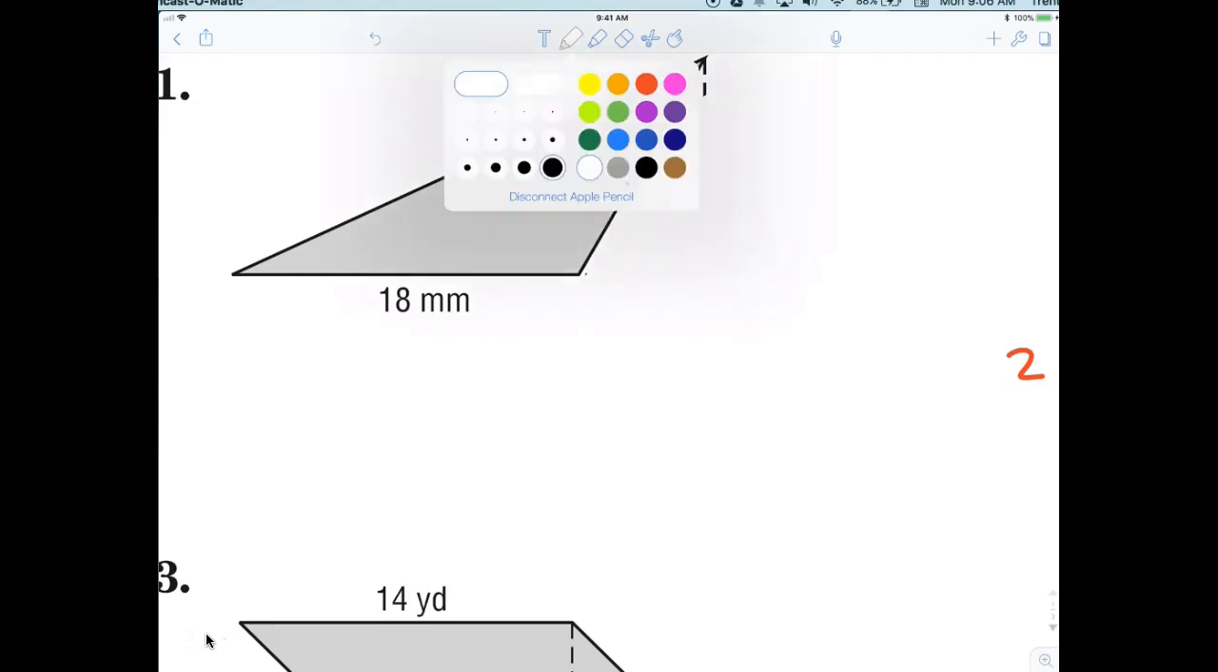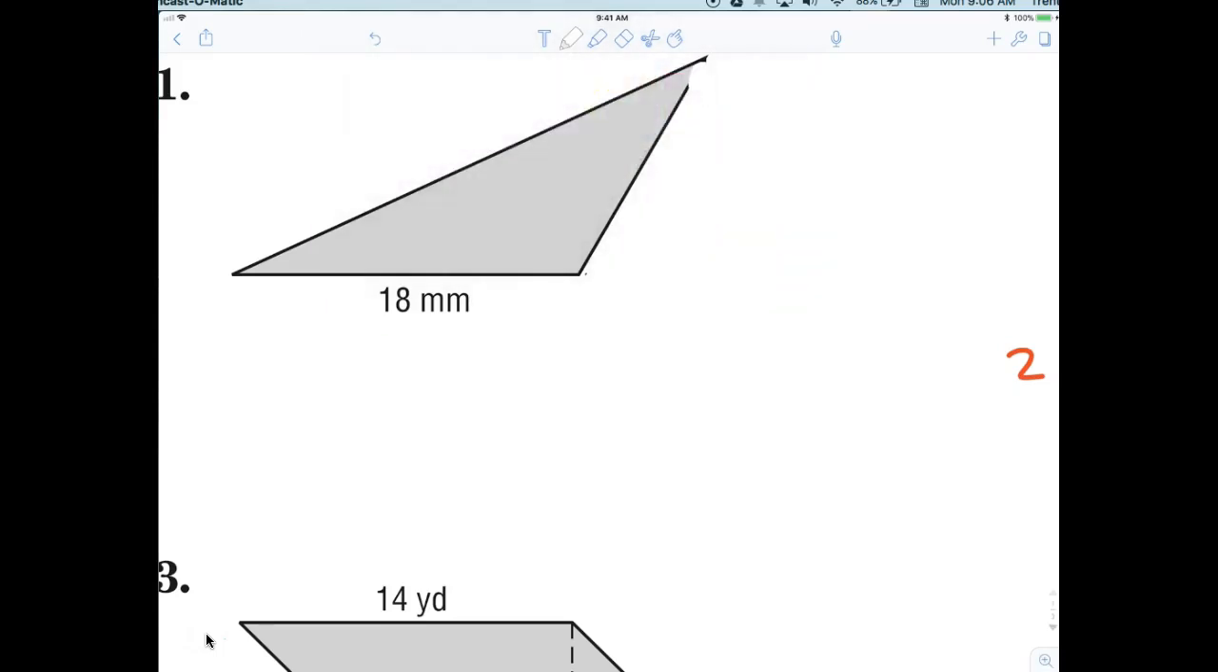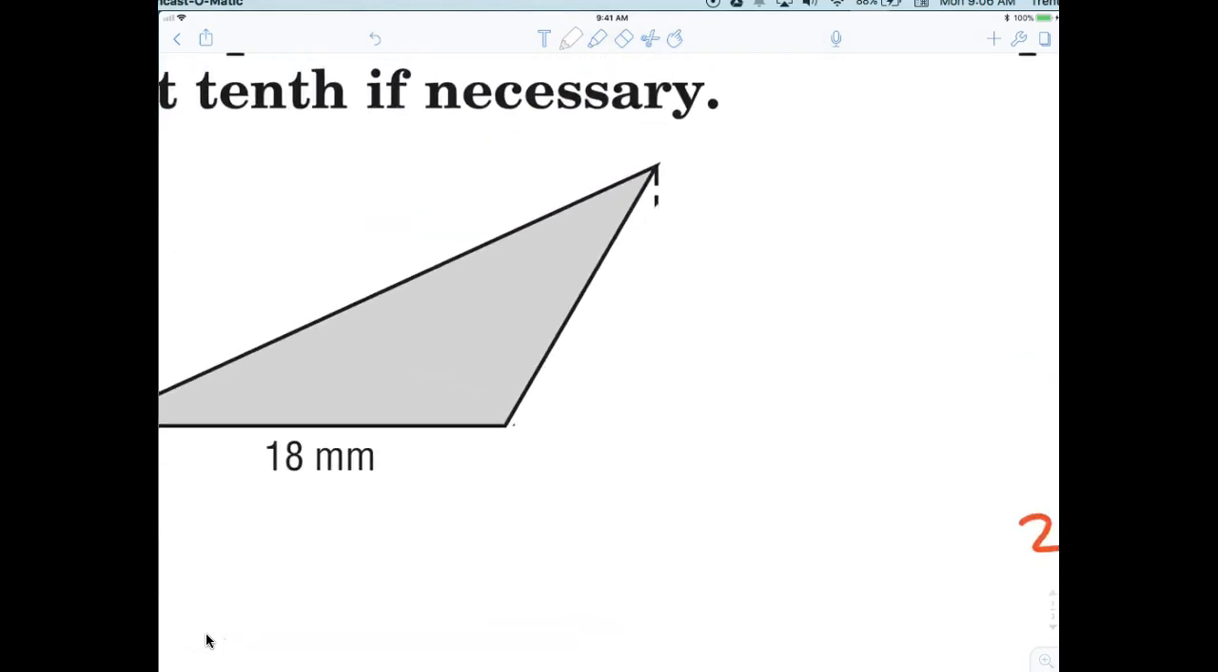I'm going to get rid of this right here. All right? And I just want to show you what I mean by that. So you can see how easily you are tricked. All right?